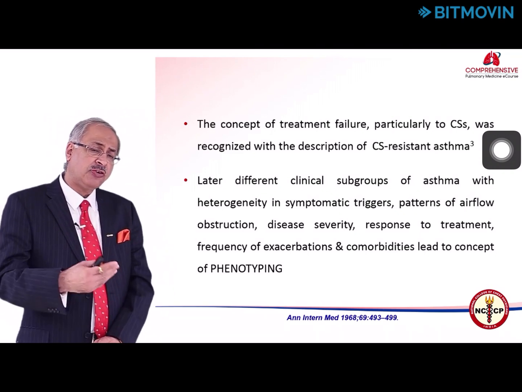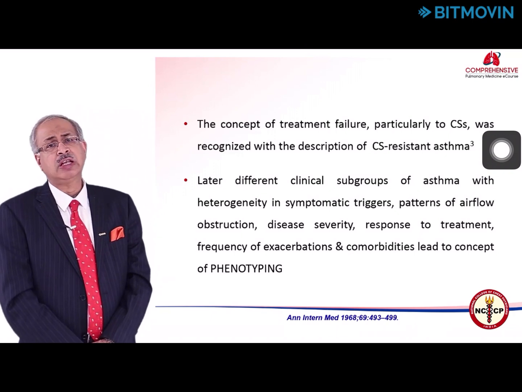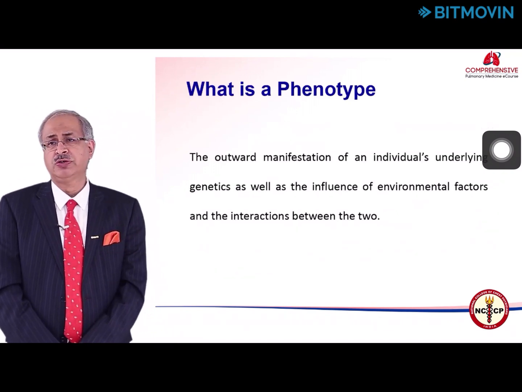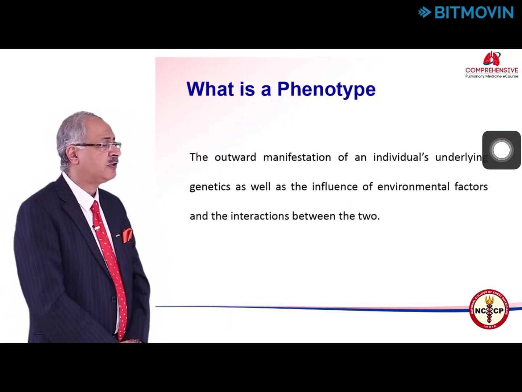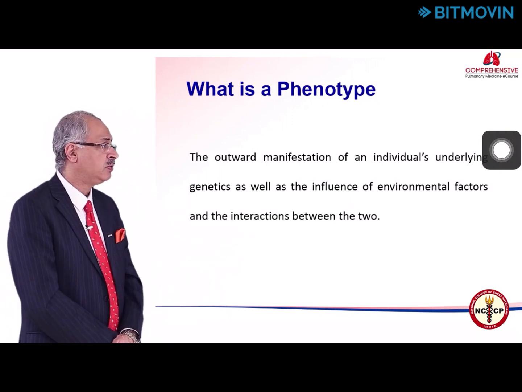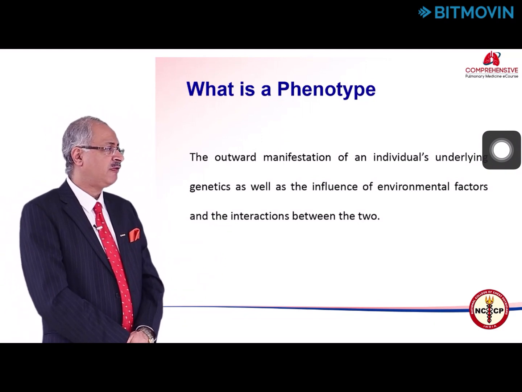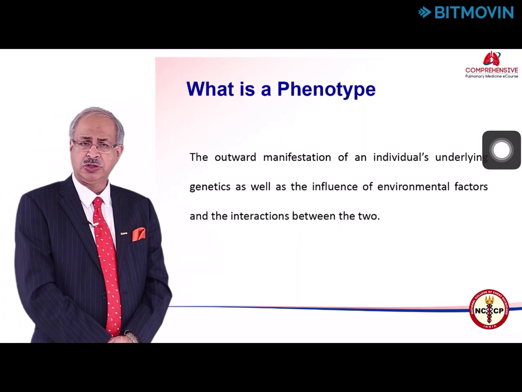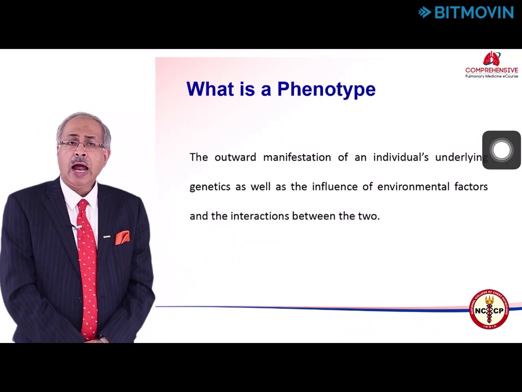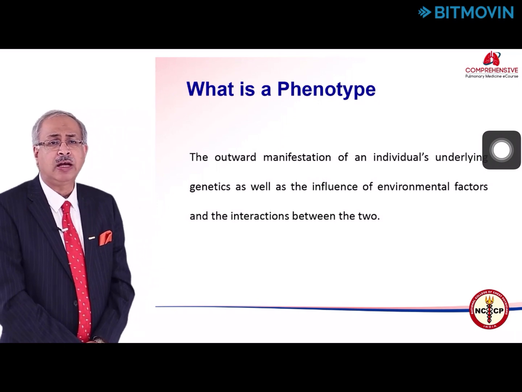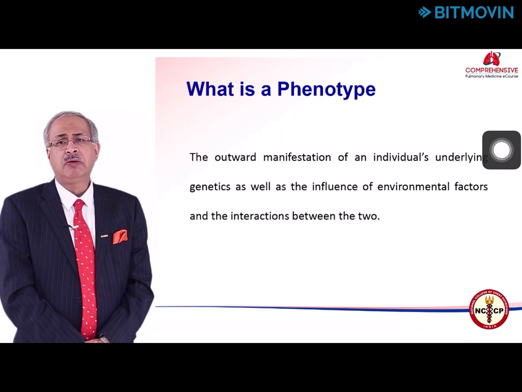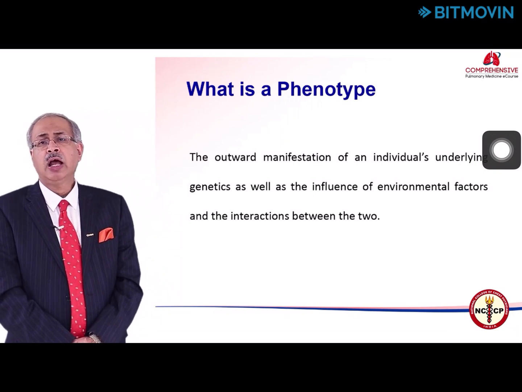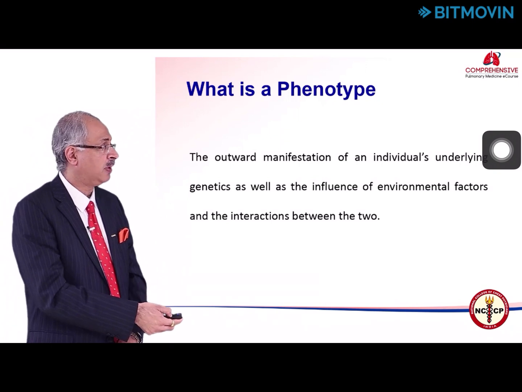Now these things, associated with different exacerbations and different comorbidities in these patients, led to the concept of phenotypes. Now that leads to a question, what is a phenotype? Phenotype is nothing else but a clinical manifestation, an outward manifestation of an individual's underlying genetics as well as the influence of environmental factors and the interaction between the two. What does it mean? It simply means that a person who has a genetic predisposition interacts with his or her environment, and the combination of these two together leads to the end-of-the-day presentation of signs and symptoms. In simple words, how a person presents clinically is a net result of two interactions, genetic predisposition and environmental factors. So that's what defines a particular phenotype.